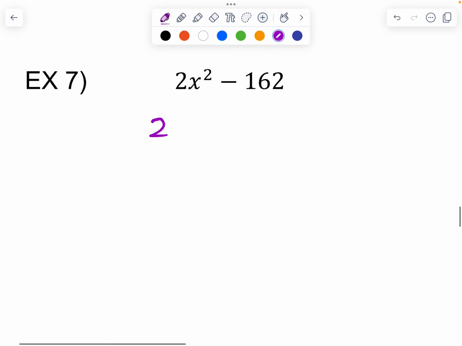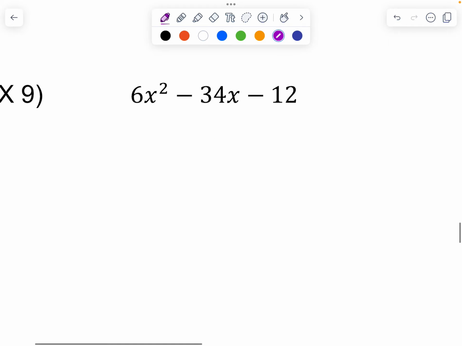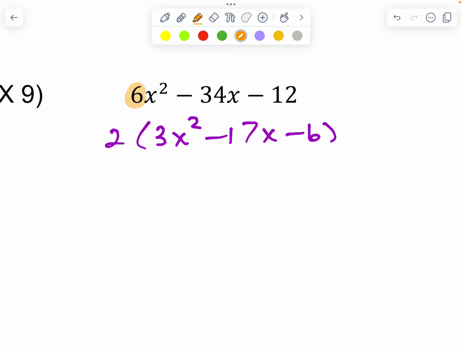I can GCF this. I get x squared minus 81. Look at that, perfect squares. That's nice. So I got x plus 9, x minus 9. This last one, I can take out a 2. It's 3x squared minus 17x minus 6. Why did I do that? Because they're all even numbers.